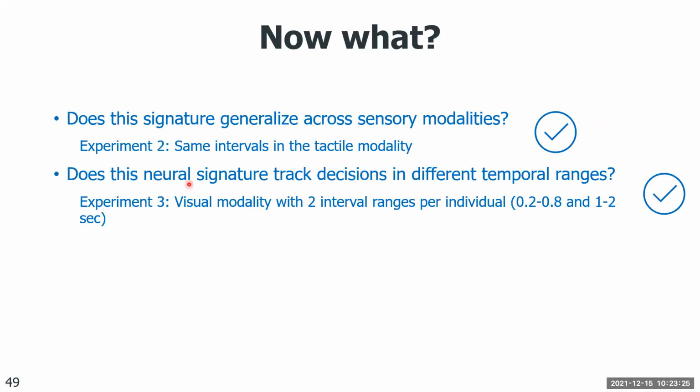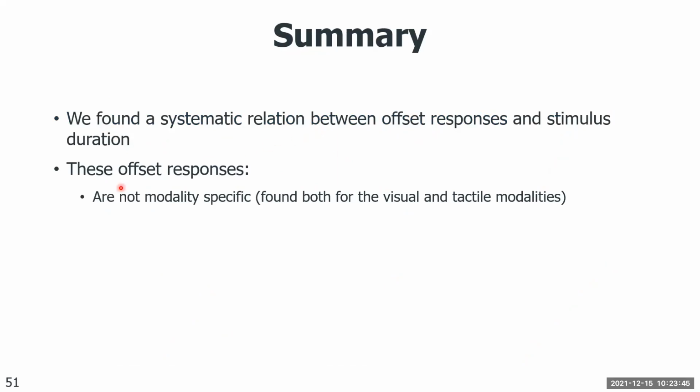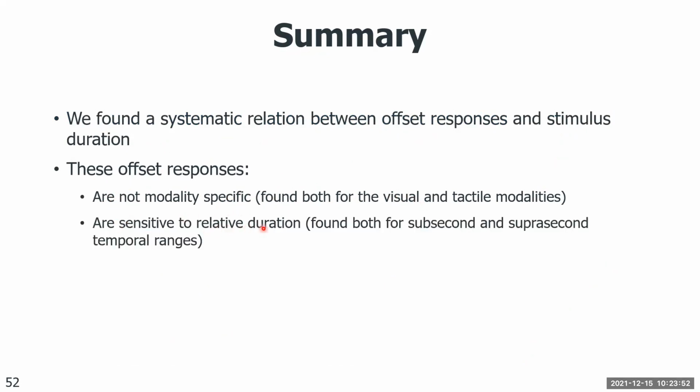To summarize that, we can answer the second question positively: this neural signature does track decisions. It does track relative rather than absolute intervals. So to summarize what I showed you, we found a systematic relation between offset responses and stimulus duration. These offset responses, first, are not modality specific. We found them both for the visual and tactile modalities. And they are sensitive to relative rather than absolute duration. We found them both for sub-second and super-second temporal ranges.